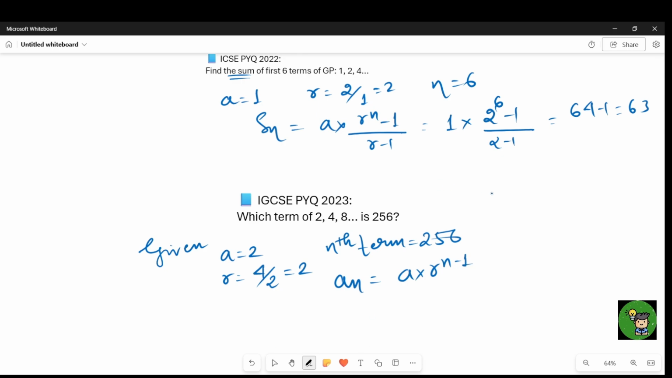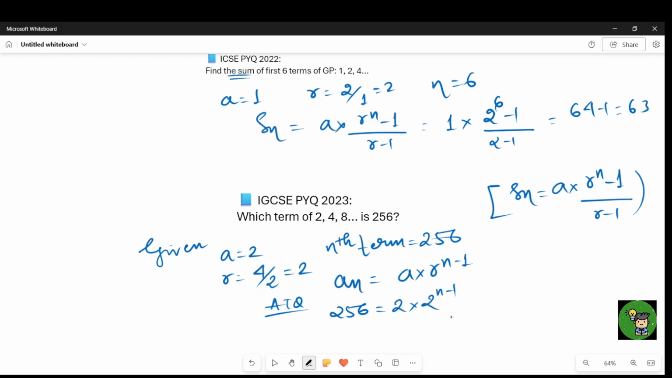Important thing: when the sum of n terms is given, in a into r to the power n, the capital N means the number of terms, not from the power. Okay. And here it is from the power. So 256 is equal to, according to the question, a is our 2, r is our 2, to the power n minus 1. So what do we get? 128 equals 2 power n by 2. So what do we get? 256 equals 2 power n. Therefore n is equal to 8.